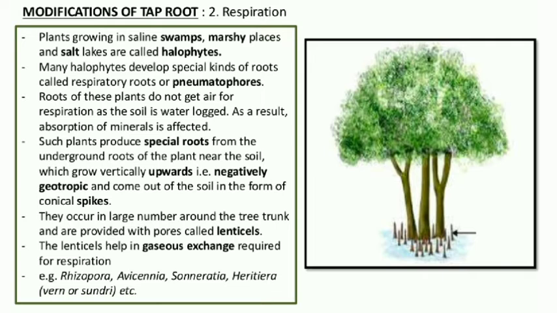So the taproot towards the main stem comes above the ground level. Those vertical roots, which are negatively geotropic or positively phototropic, are called pneumatophores. These special roots have small openings called lenticels. We have seen that word lenticel in the stem.